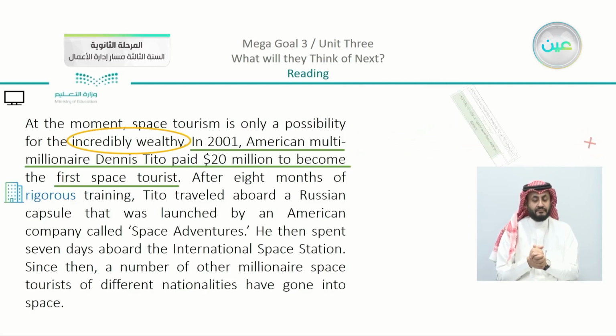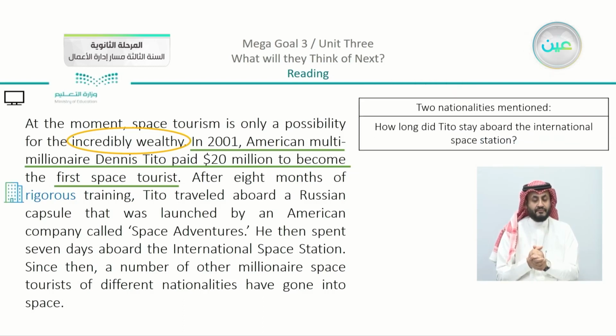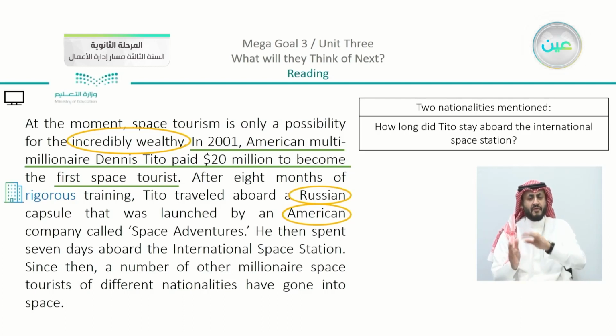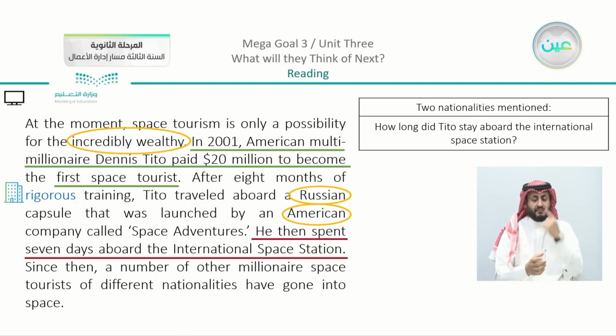Moving on, we have also questions. We have 2 nationalities mentioned. What are the nationalities that are mentioned here in the paragraph? You can see that we have Russian and also American. And how long did Tito stay aboard the International Space Station? So again, let me just read this again for you. How long did Tito stay aboard the International Space Station? So we can see here that he spent 7 days aboard the International Space Station.